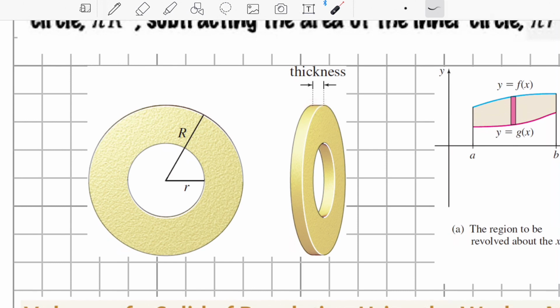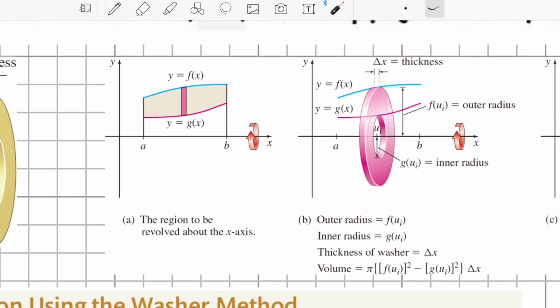So to find the volume, we would have to find the area of the outside circle, subtract the area from the inner circle, and multiply by the thickness. Let me show you what it will look like.